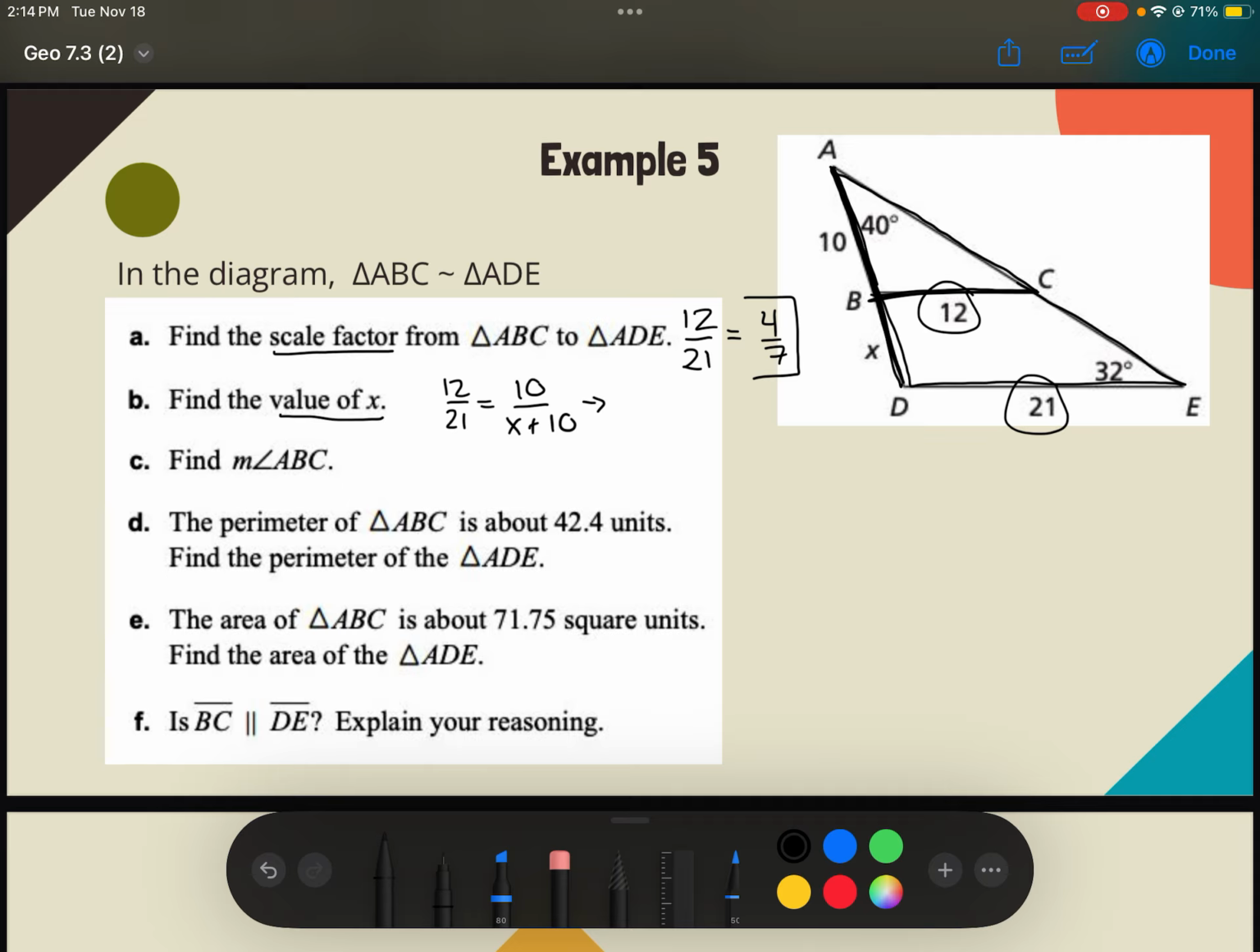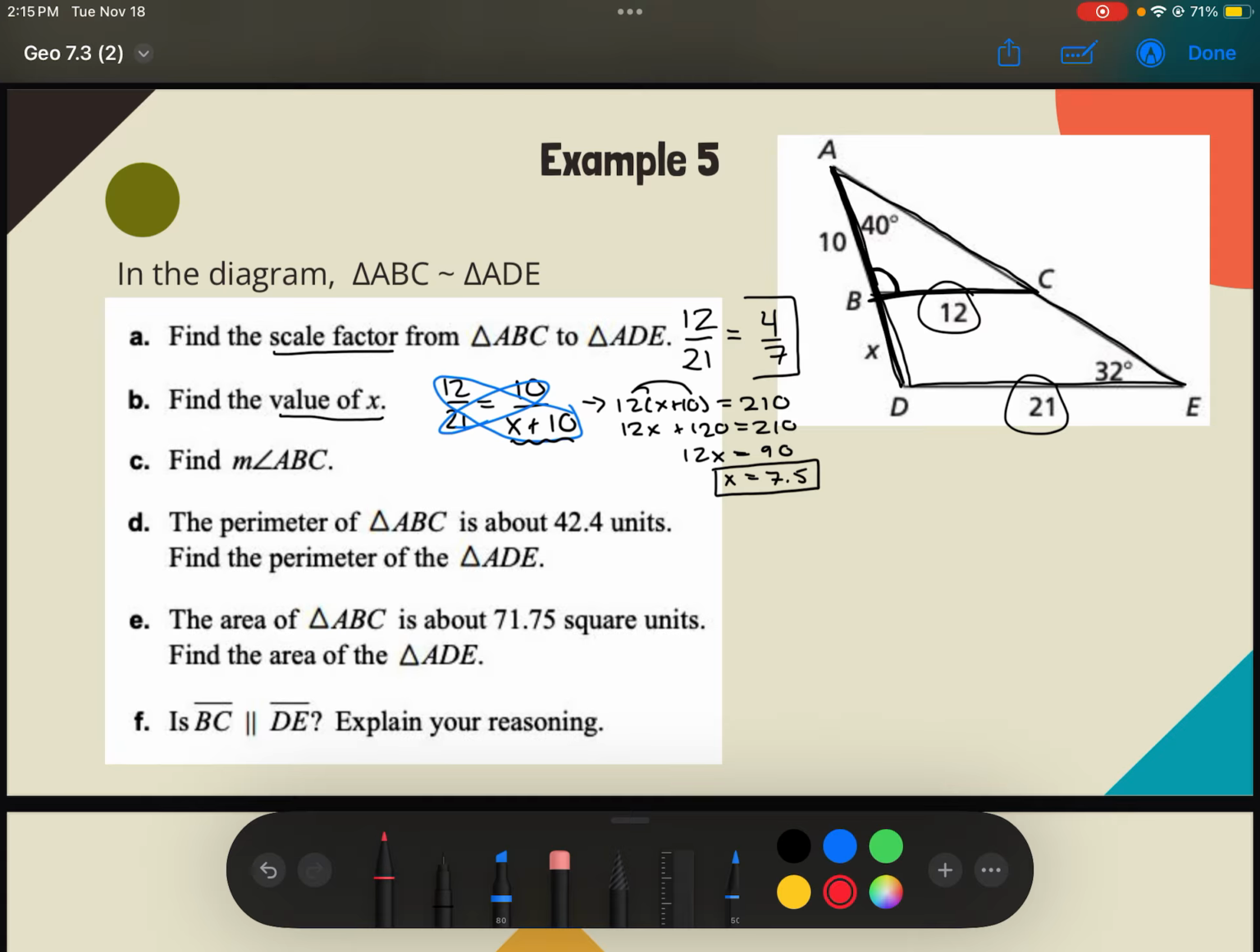So now you can use your butterfly method. We're going to get 12 times x plus 10 equals 210. That's just 10 times 21. 12x plus 120 equals 210. 12x equals 90, x equals 7.5. So that's what we're getting out for x. Remember, once you set up your proportion, do your butterfly method. If you have some extra terms, like over here I have x plus 10, make sure that you are distributing to both of those.